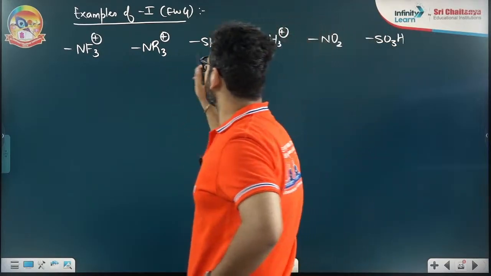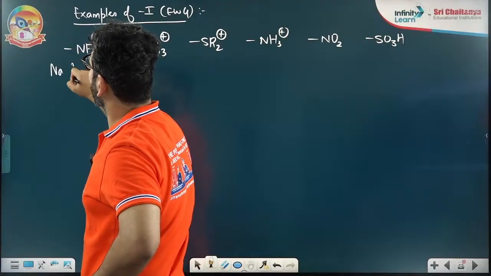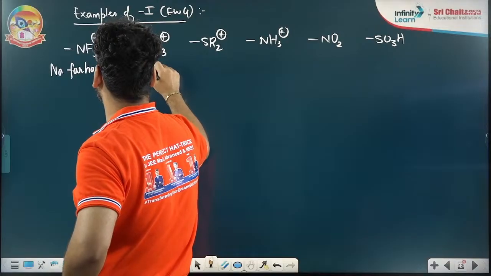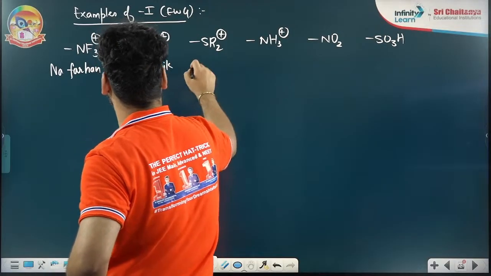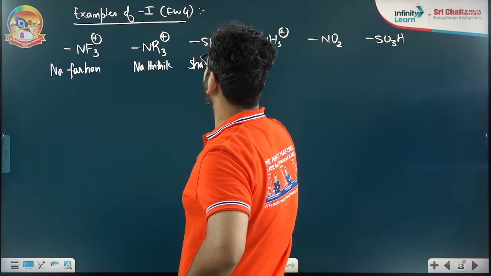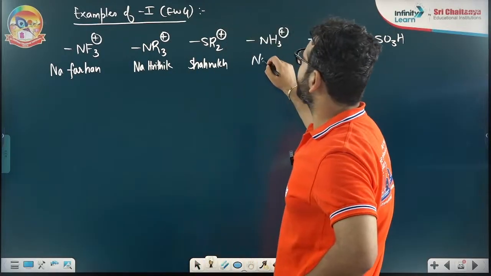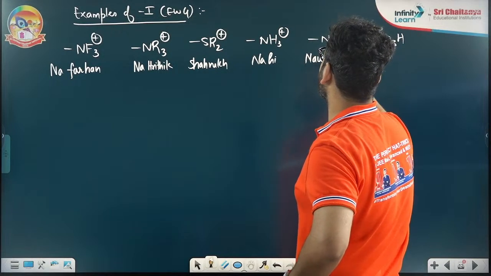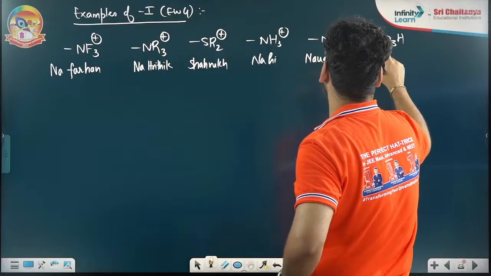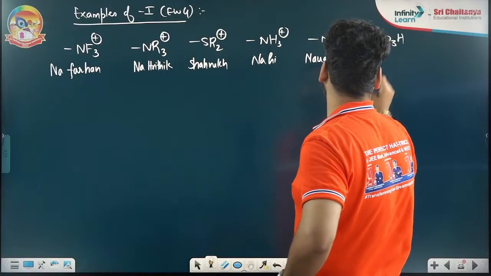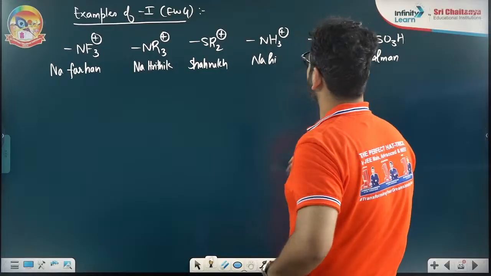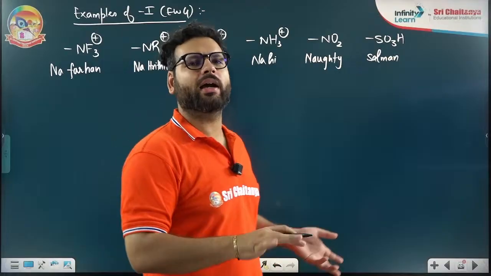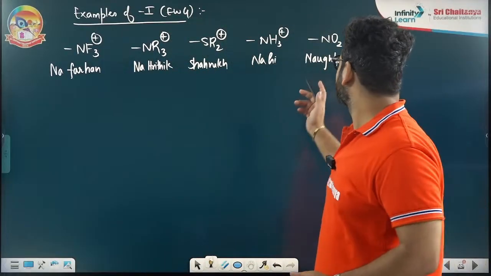Na Farhan, na Hrithik, Shah Rukh. Na hi naughty Salman. Salman means sulfonic acid. Na Farhan, na Hrithik, Shah Rukh. Neither means na hi. Naughty Salman.